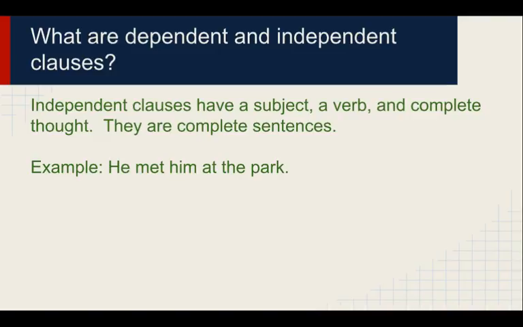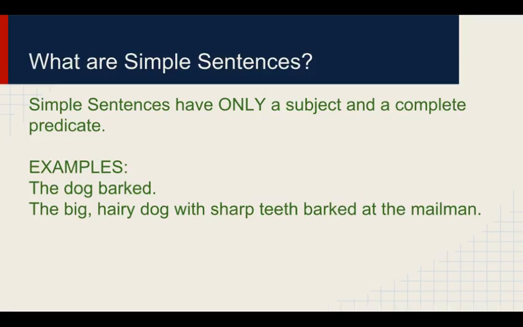Independent clauses have a subject, a verb, and a complete thought. They are complete sentences. He met him at the park. He is our subject, met is our verb. We have a complete sentence because it's a complete thought.